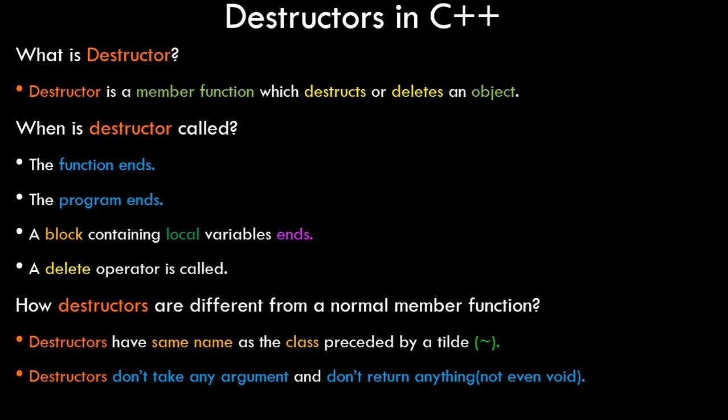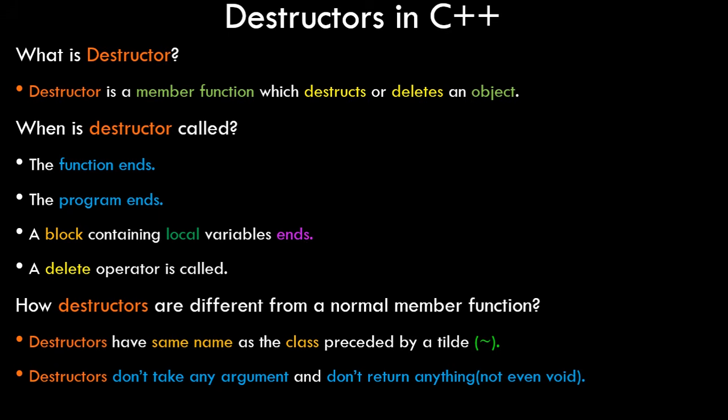So a destructor is called when the function ends or the program ends, or a block containing local variables end, or when a delete operator is called. So now again, destructor is also a member function, but it is again a special member function, and the way it is special is because you can see the 2 points that I've given there. Destructors have same name as the class, but it is preceded by a tilde sign so that the destructor and constructor can be distinctly known. So destructors have an extra tilde sign, and you'll see that in the program as well.